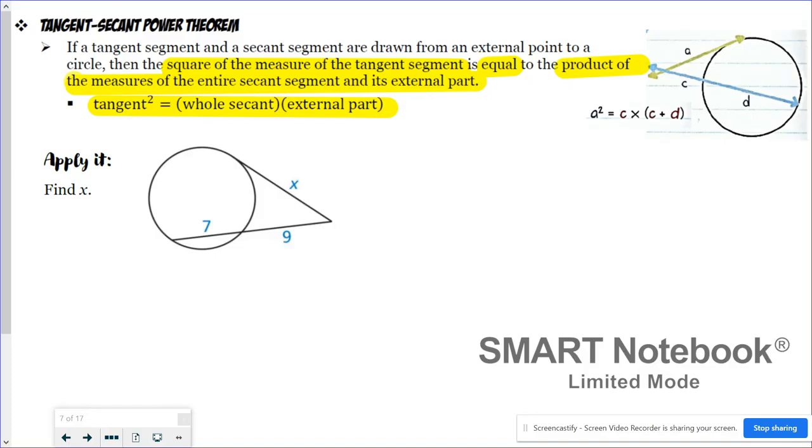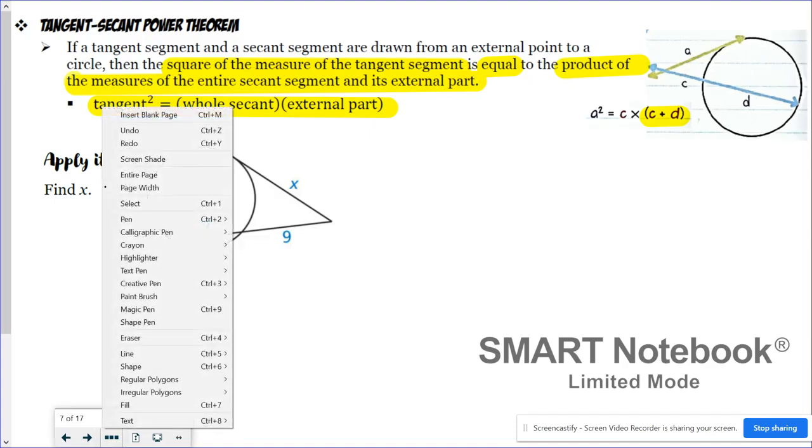And even more simply put, check out that diagram. The tangent is represented by A, and the secant is made up of the two smaller segments C and D. If you add the two segments together, you get the whole secant. So C plus D is the whole secant, okay? Let's apply this relationship here because I have a tangent and a secant.